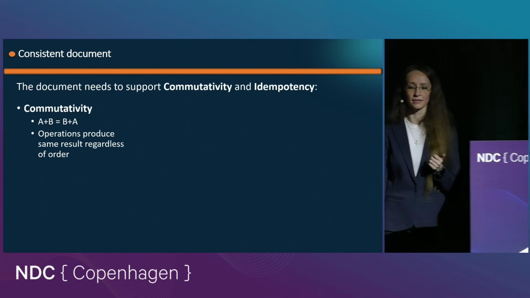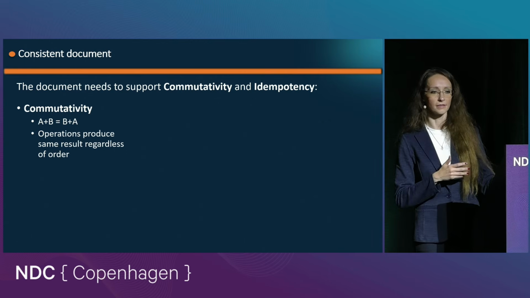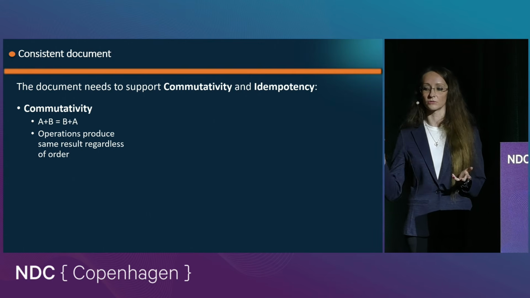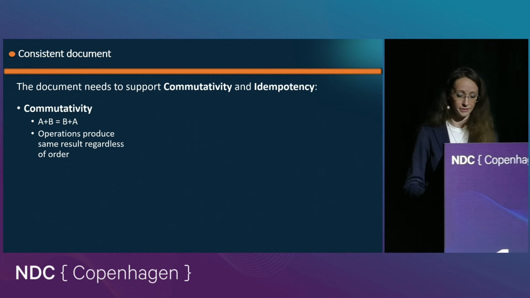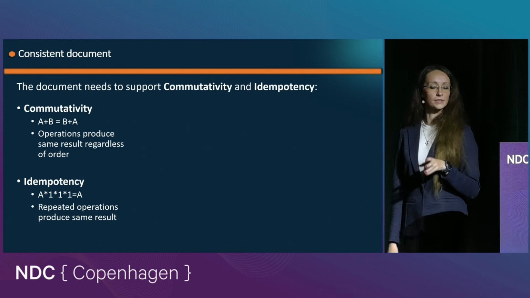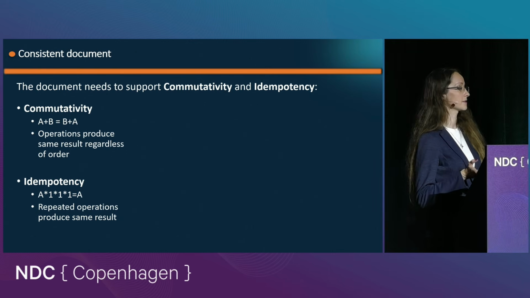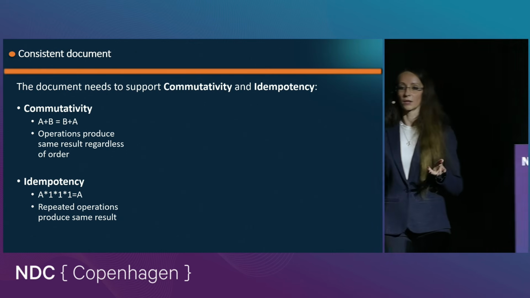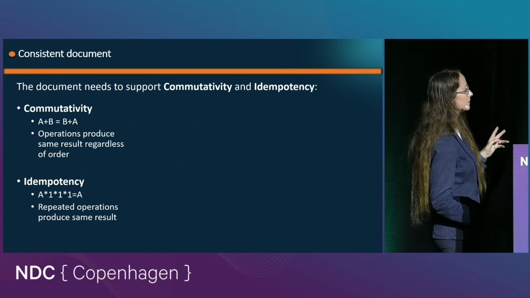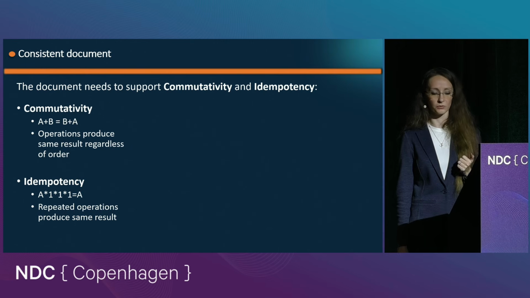Commutativity means that the same operation should produce the same result, no matter the order, like summing up A plus B, which should be the same as B plus A. So a basic mathematical operation could save us from the previous problems. The second one, idempotency, means that a repeated operation should produce the same result no matter how many times we apply the same operation. It's like multiplying A by 1 multiple times. It will always result in A. So these two basic mathematical concepts are the ones that can help us solve the previous problems.